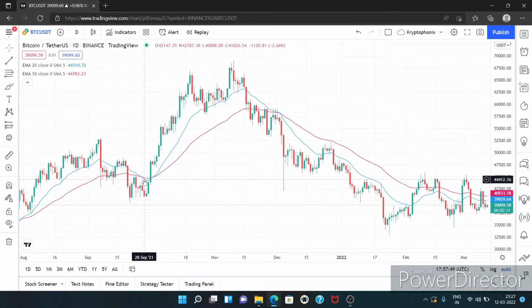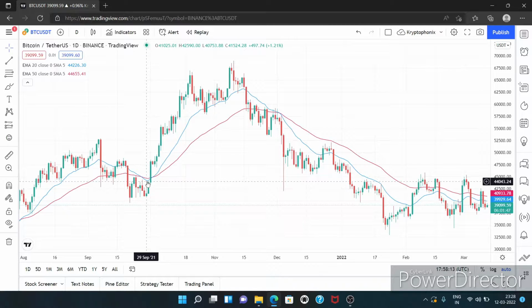But if we move a little back and if we look over here, what we see is at this point over here, a bearish crossover was formed where the 50 EMA moved above the 20 EMA. But the movement was not that sharp or not that big. So how do we identify profitable trades using this setup?